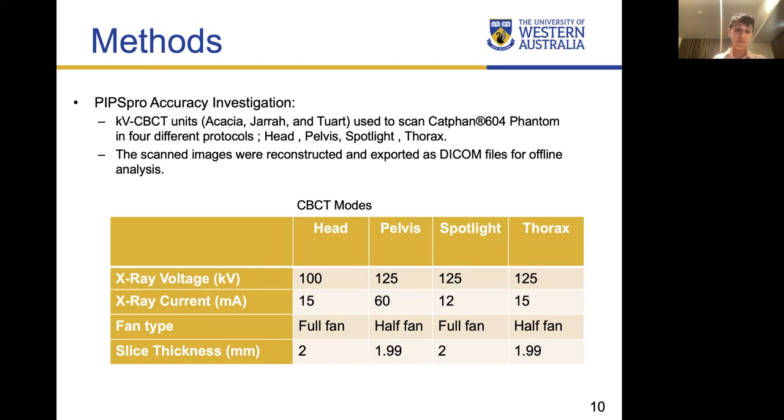The CBCT modes: the tube voltage is 100 kV for head and 125 kV for pelvis, spotlight and thorax. The tube current is 15 for head and thorax, 60 for pelvis and 12 for spotlight. The fan type is full fan for head and spotlight and half fan for pelvis and thorax. The slice thickness is 2 mm for head and spotlight and 1.99 for pelvis and thorax.